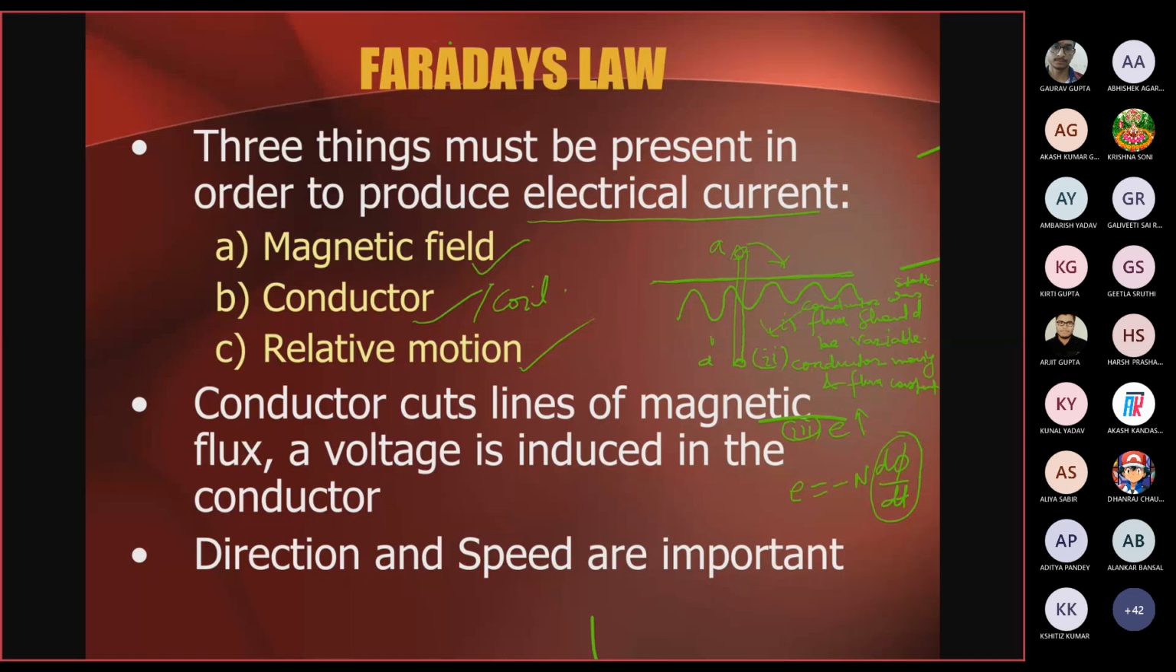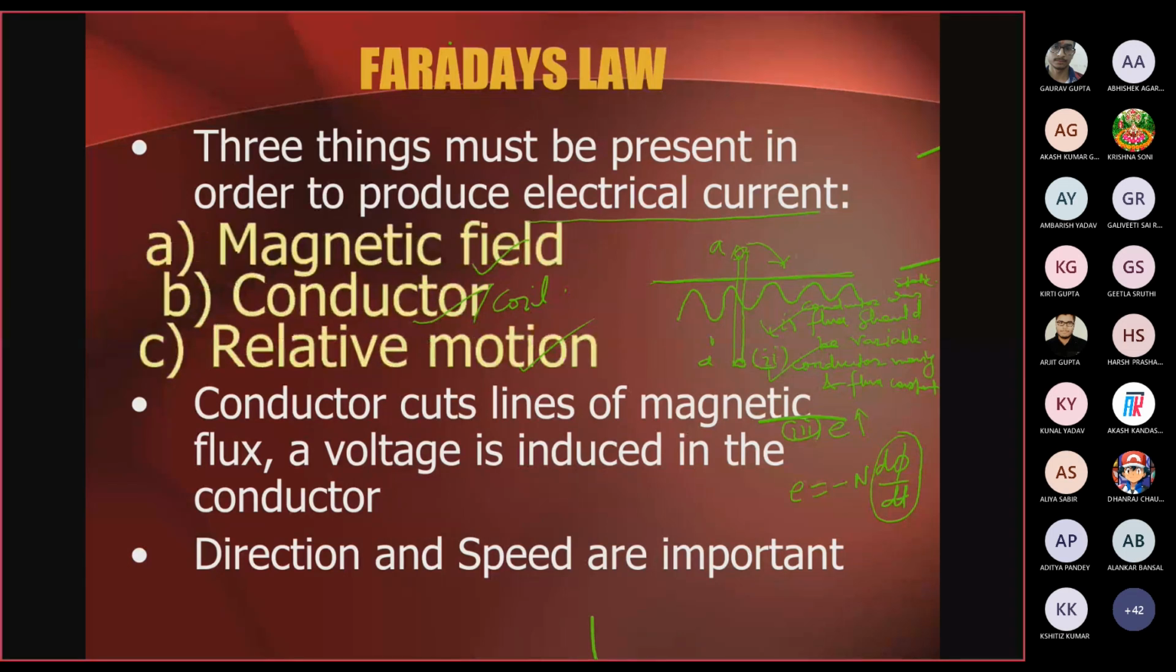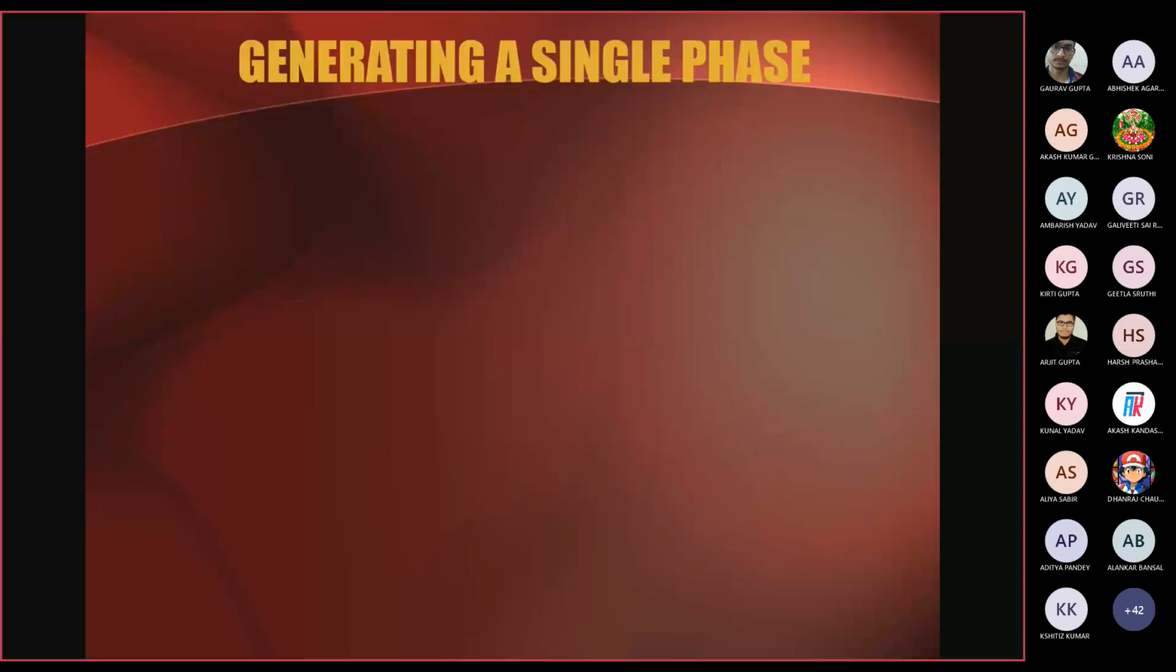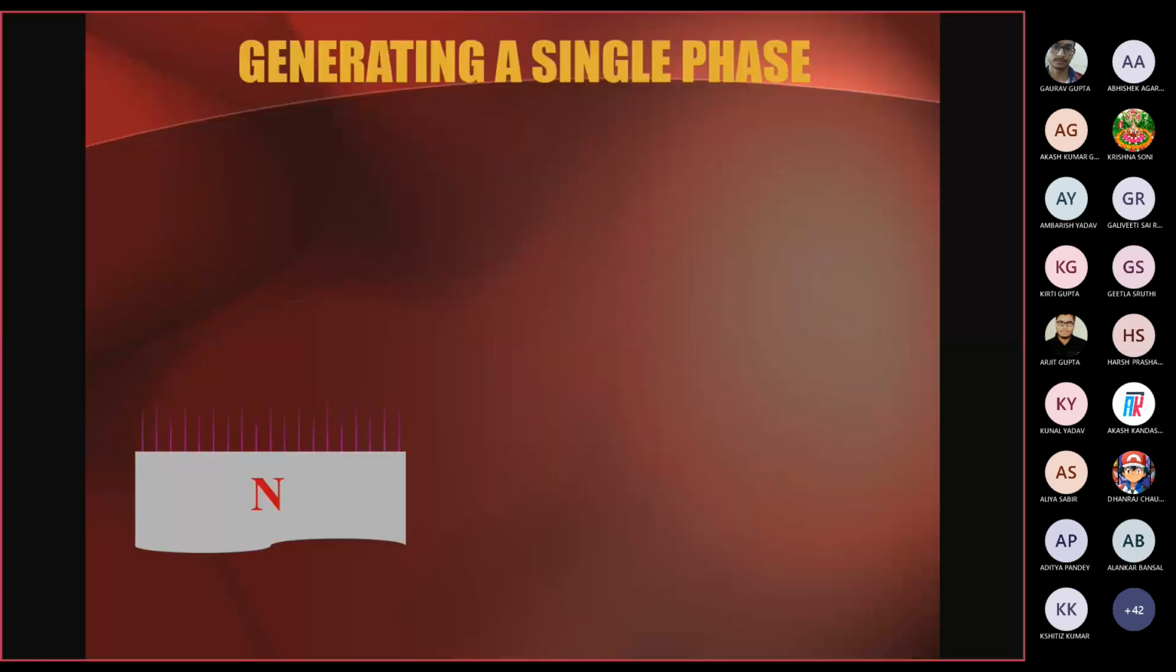And there are different other machines also in which you will see that both are moving with respect to each other. So these are the three conditions which should be satisfied in order to produce the electricity or electric current through any conductor. This principle is known as Faraday's law. Now this we have already discussed. Just through some graphical representation, we will see how the generation of a single phase EMF or current is possible.